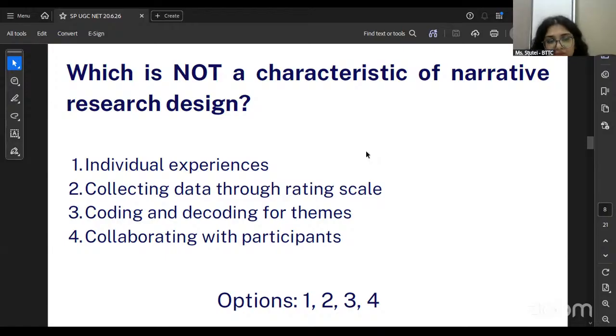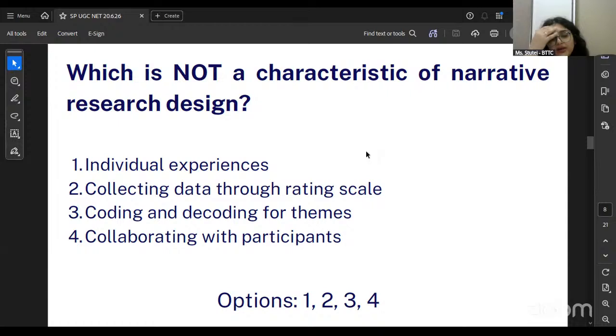So, when I read this, I asked myself, am I hearing a person's story, or a subjective opinion of a person, or individual experiences? When I look at this particular question, narrative research is about individual experiences. Coding and decoding is done to analyze the data that you get when you ask people their experiences. And for narrative research to happen successfully, you have to collaborate with participants.